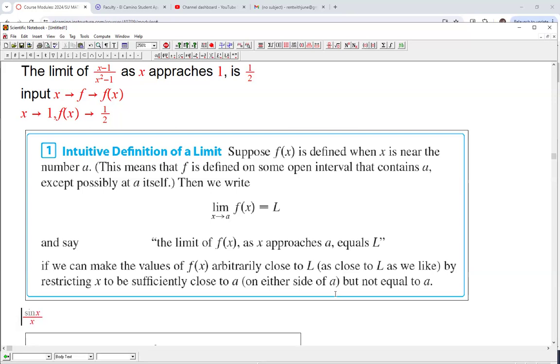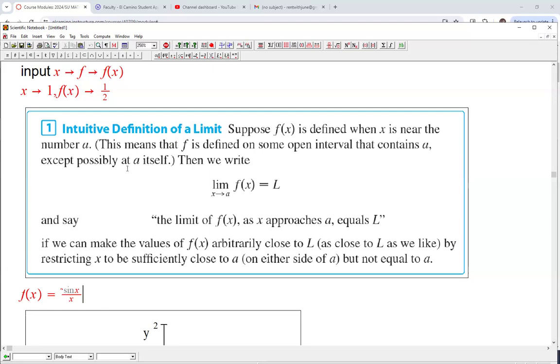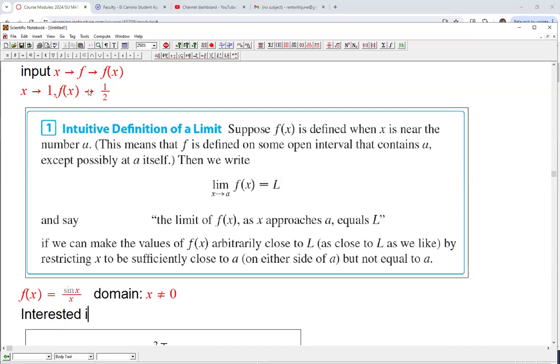Now, let's look at another example. This time f of x equals sine x over x. Obviously, sine x's domain is all real numbers, but x is in the denominator, so x cannot be 0. But we are interested in the behavior of the function near 0. When the input is near 0, what happens?